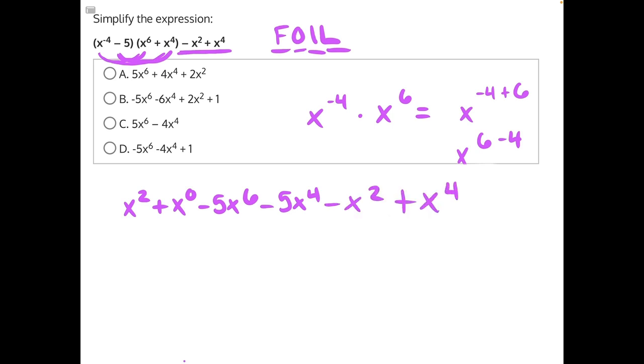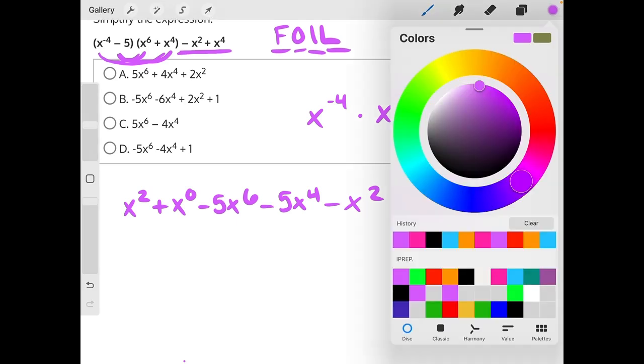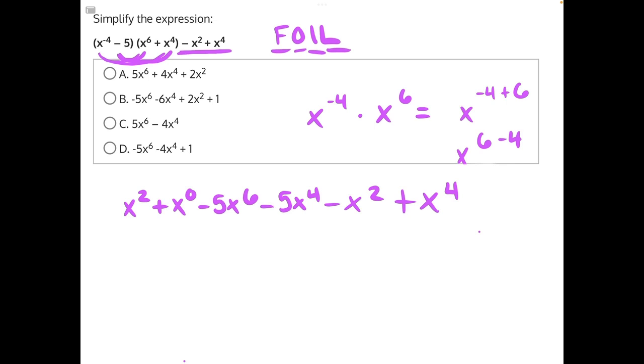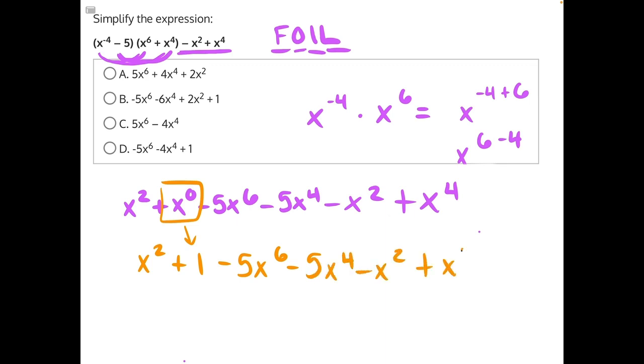Now our next step in simplification is going to be just one of these terms, x to the 0. Anything to the 0 power, 1 to the 0, 2 to the 0, it will always be equal to 1. So we can rewrite x to the 0 as the number 1. So now this will read as x squared plus 1 minus 5x to the 6th, minus 5x to the 4th, minus x squared plus x to the 4th.